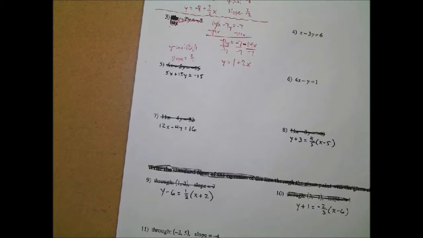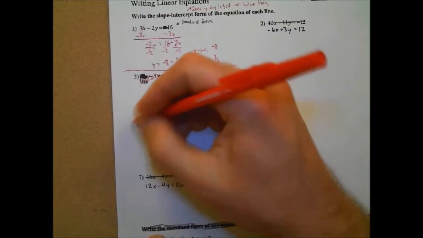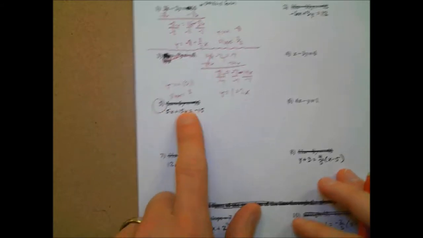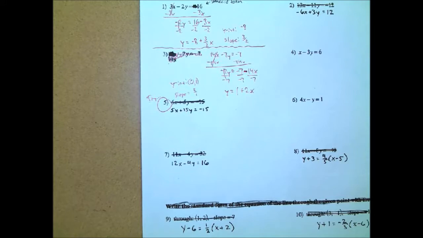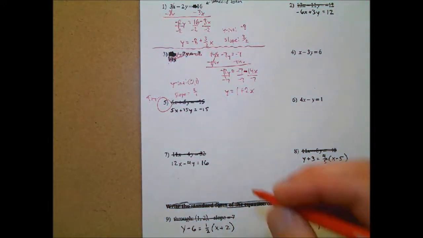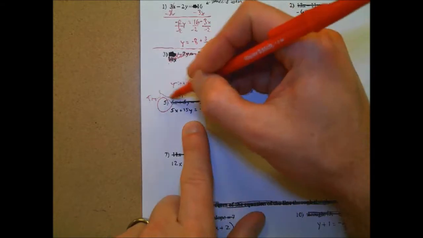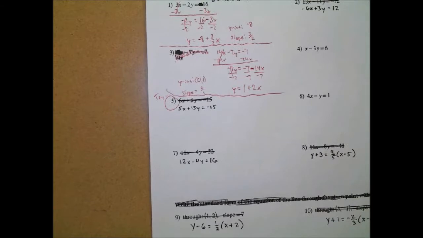So those are all pretty straightforward here. Let's skip down to number 9. Actually, no. You guys try number 5. Go ahead. Number 5, please. On your own. Try that one, and then we'll try number 9 together here. Put it in slope-intercept form, and then graph it. Slope-intercept form, then graph it, please. Number 5.